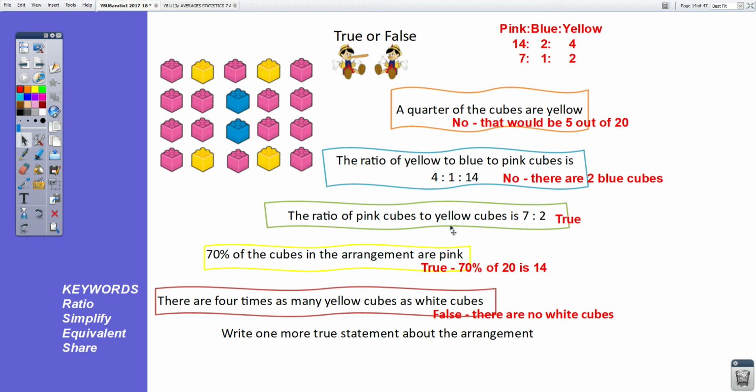The ratio pink to yellow is 7 to 2. Pink to yellow, 7 to 2, that's true. 70% of the cubes in the arrangement are pink. Well, 10% of 20 is 2. 70% is 7 twos, which is 14. 14 pink, that's true. There are 4 times as many yellow cubes as white cubes. That's clearly false, because there are no white cubes. Okay, moving on.